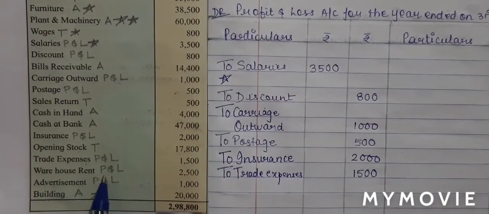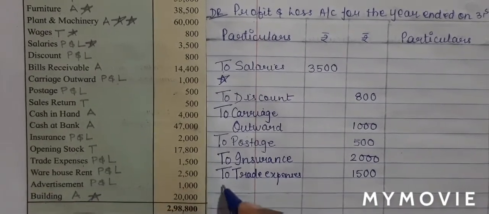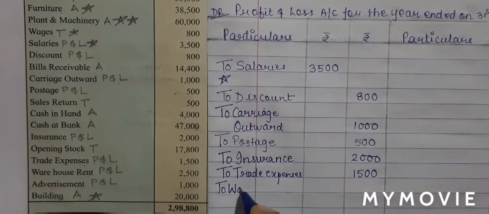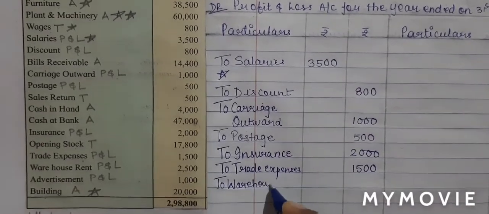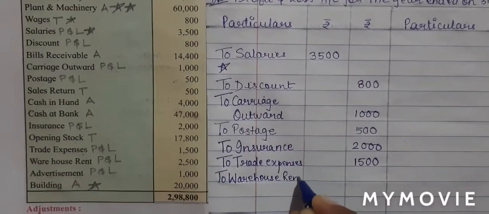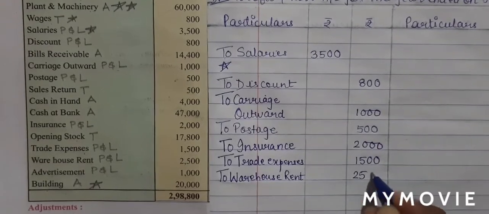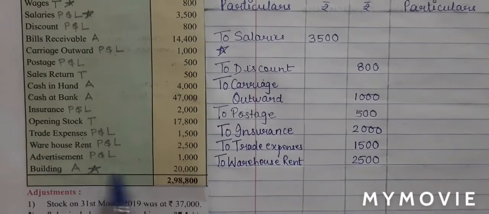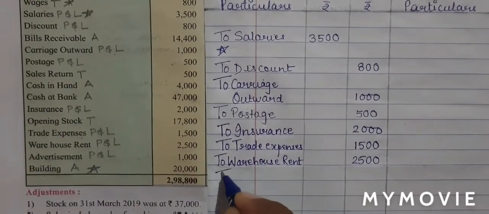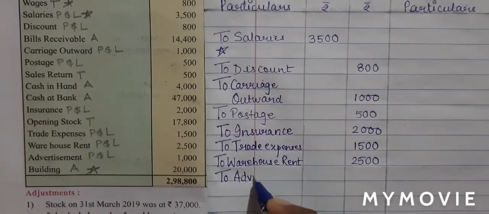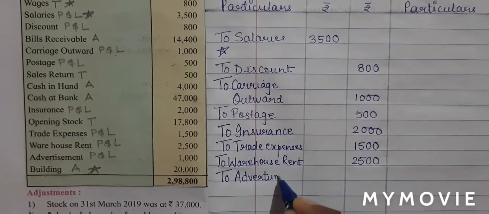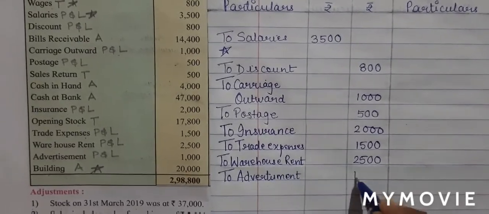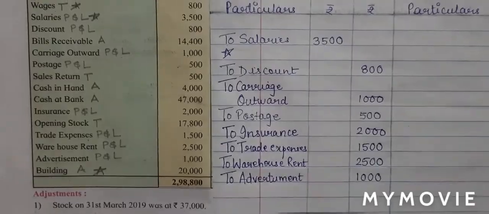Next I have warehouse rent. Again on profit and loss account debit side, I'll write to warehouse rent. There is no star, outer column 2,500. Next is advertisement. Again in profit and loss account, I'll write to advertisement. There is no star, outer column 1000.